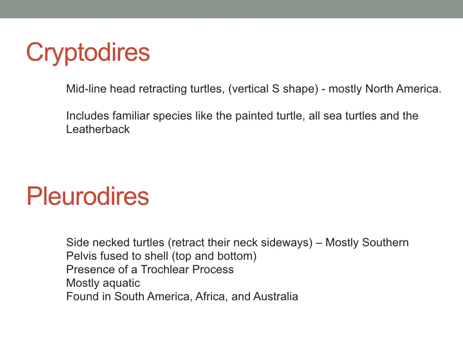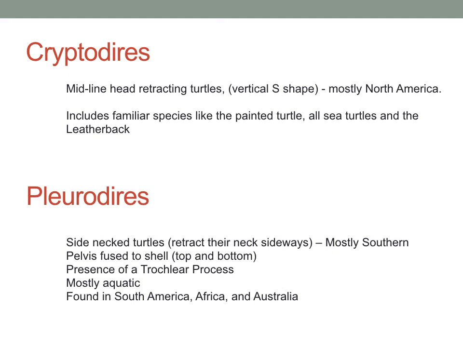The pleurodires are neat. If you've never seen one of these, you should look it up on the web. These are side-necked turtles, so they can also retract their head into their shell, but they do it sideways. You typically don't find pleurodires in the northern temperate zone, but they are fairly common in equatorial regions and farther south. A major thing that divides the pleurodires from the cryptodires is that their pelvis is fused to the carapace and the plastron, so it's fused both top and bottom.